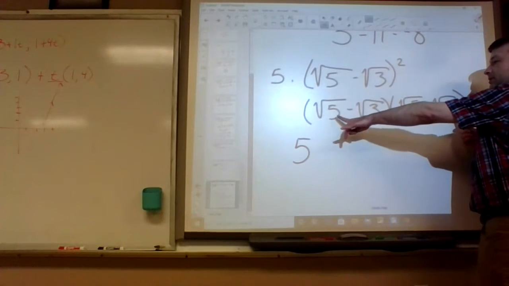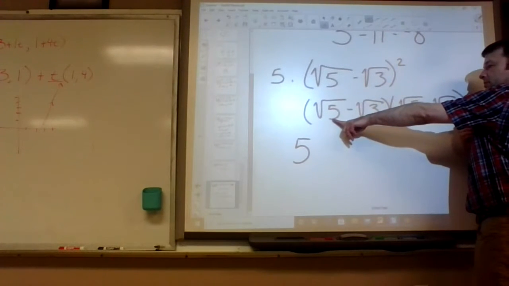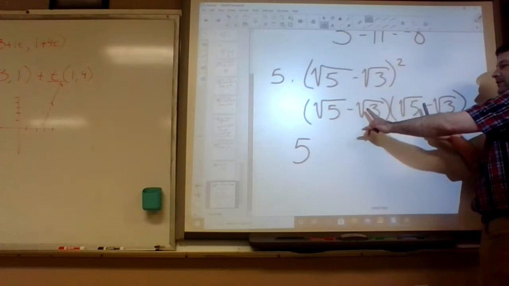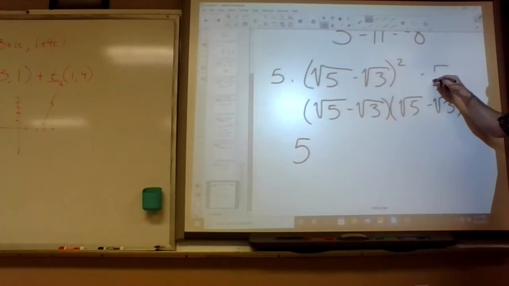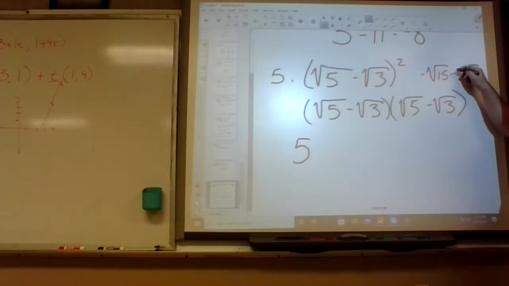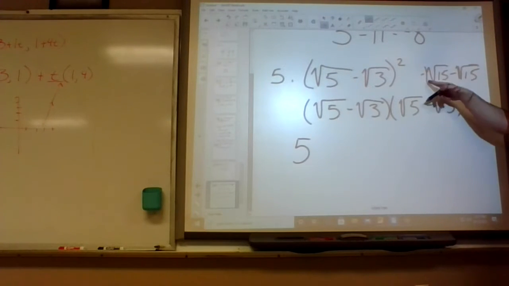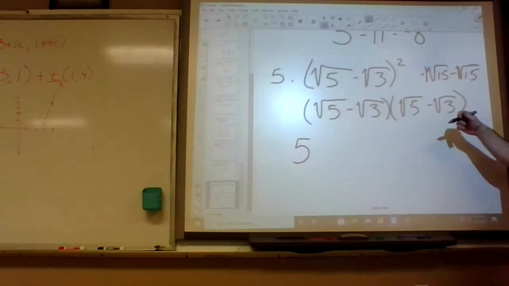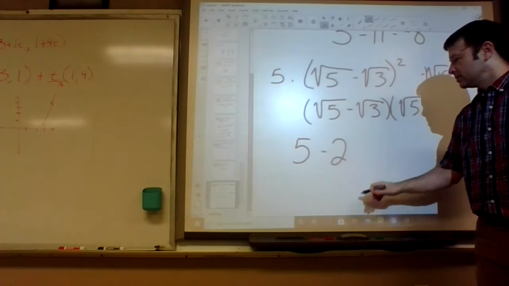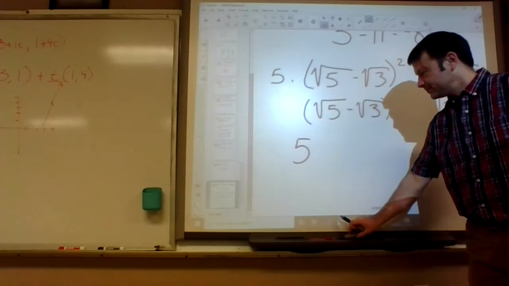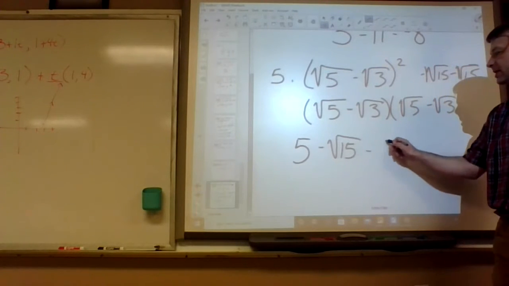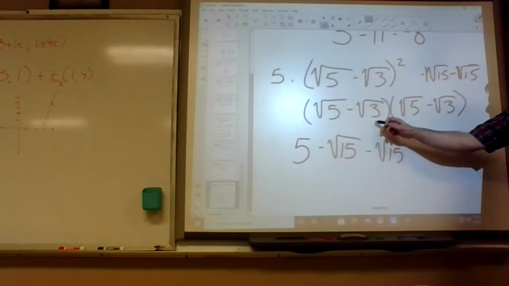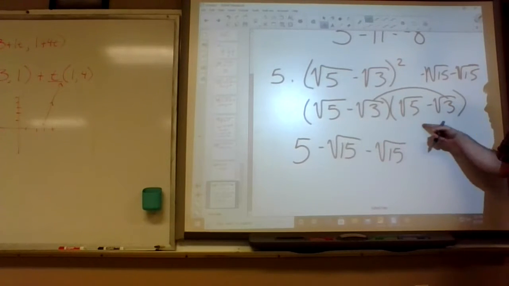And outside? Minus square root of 15. Inside? Minus square root of 15. What do you think negative square root of 15 minus square root of 15 is? Negative 30? Nope. It's negative 1 minus 1, which is negative 2 square root of 15. Here, I'll write it out. The outside is minus square root of 15, right? The inside is minus square root of 15. The last is 3.